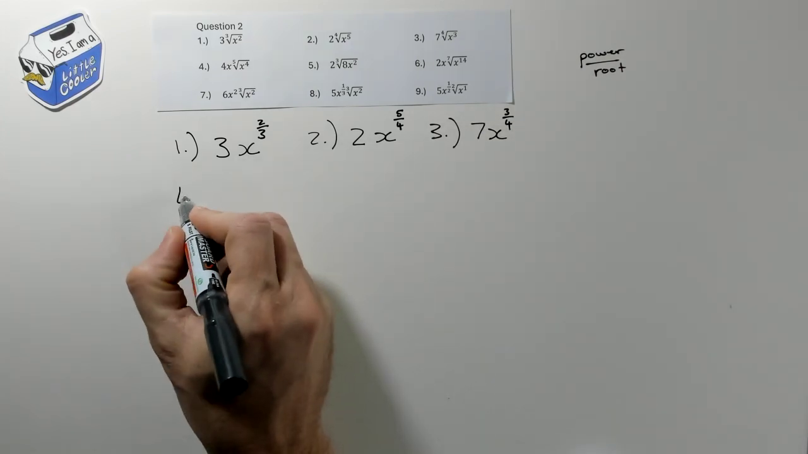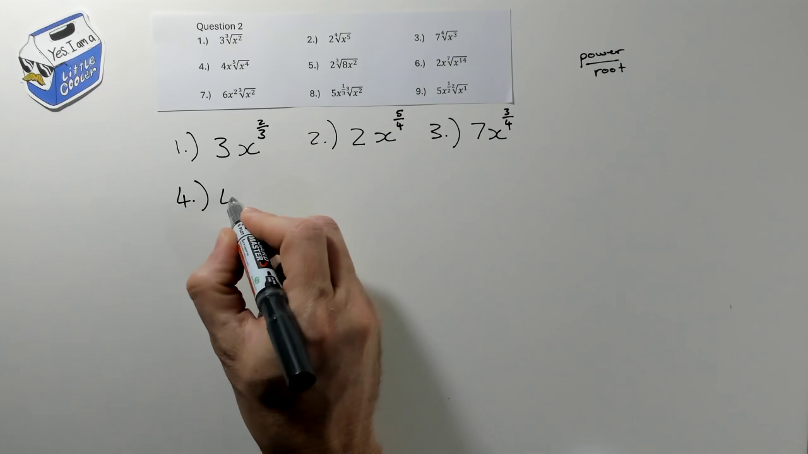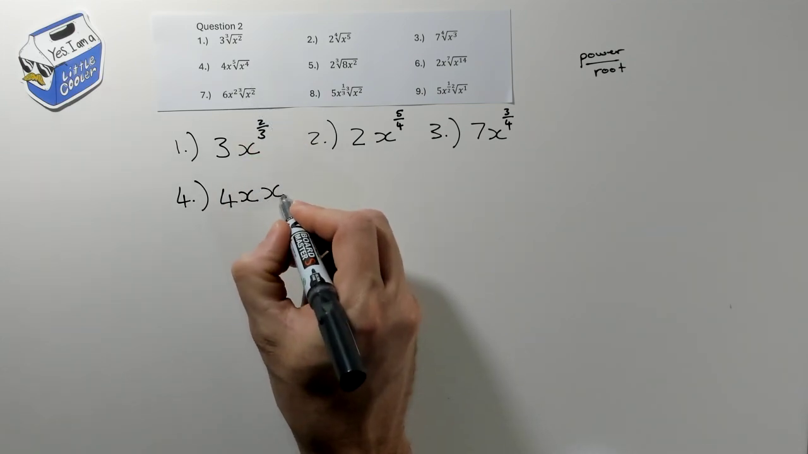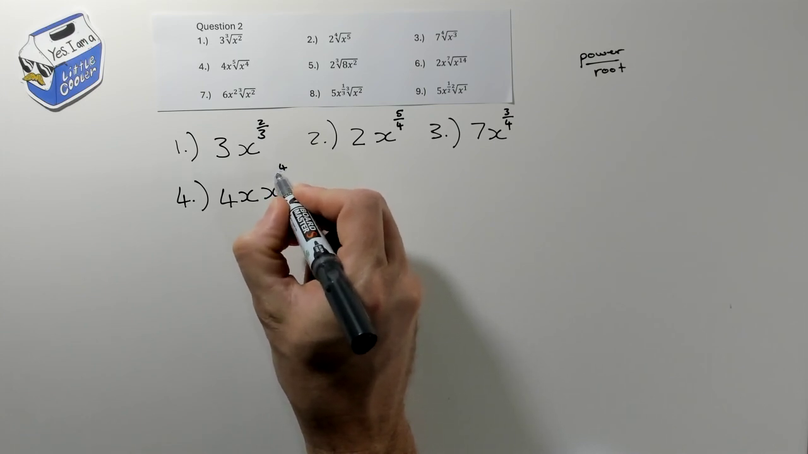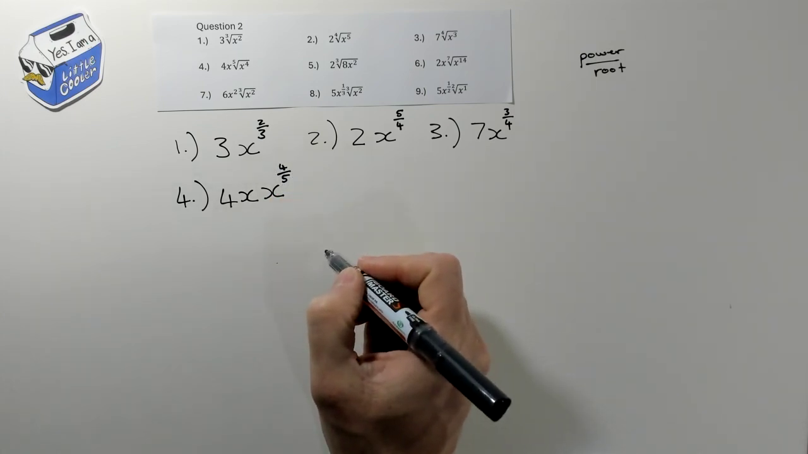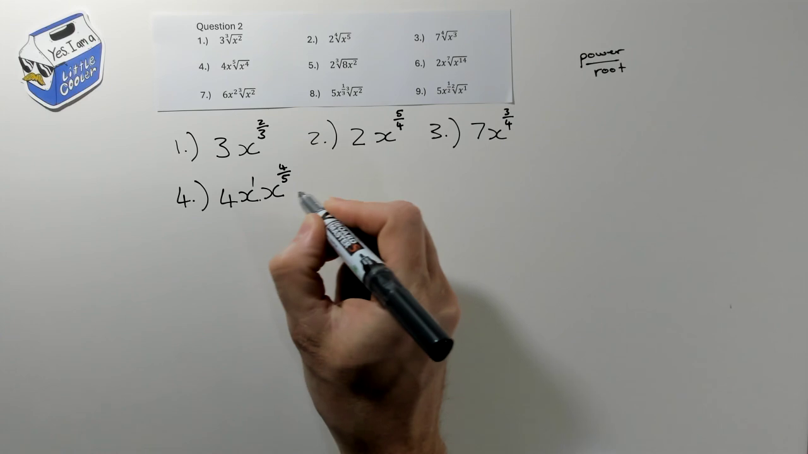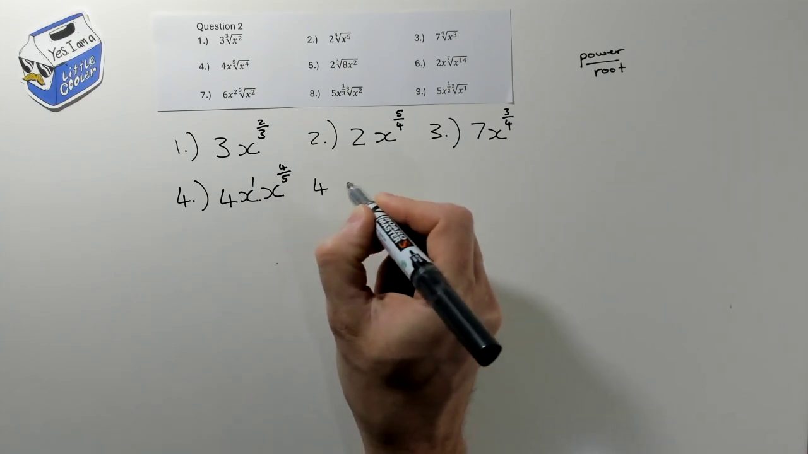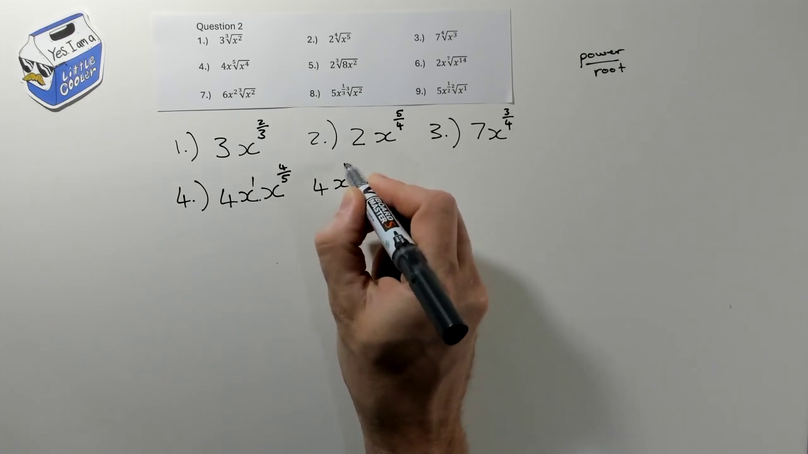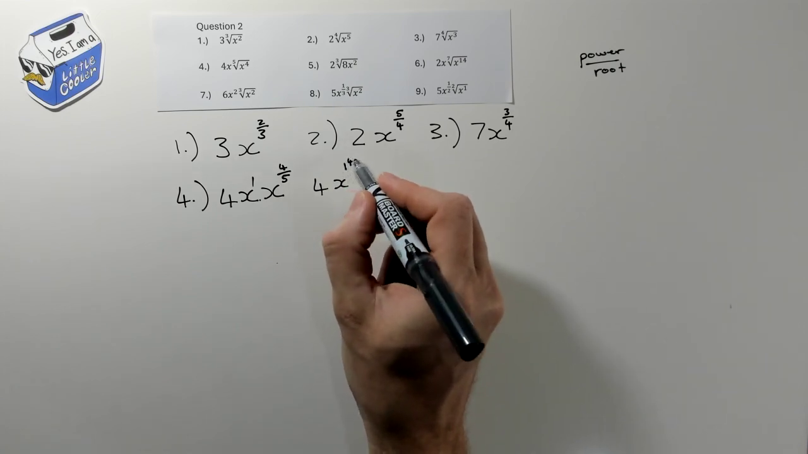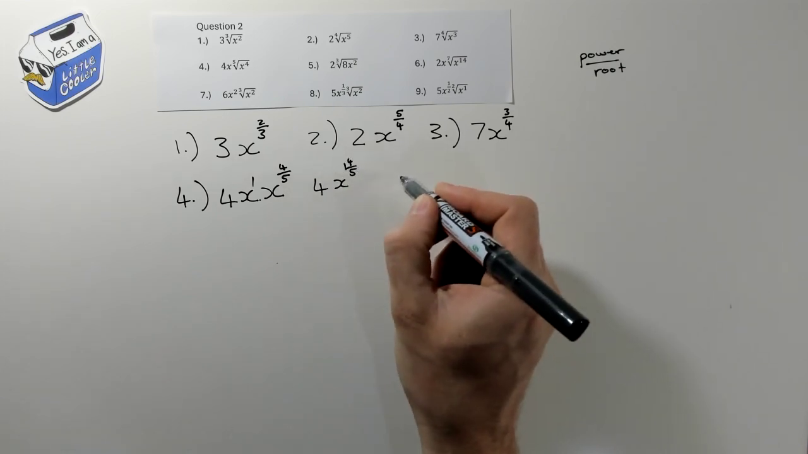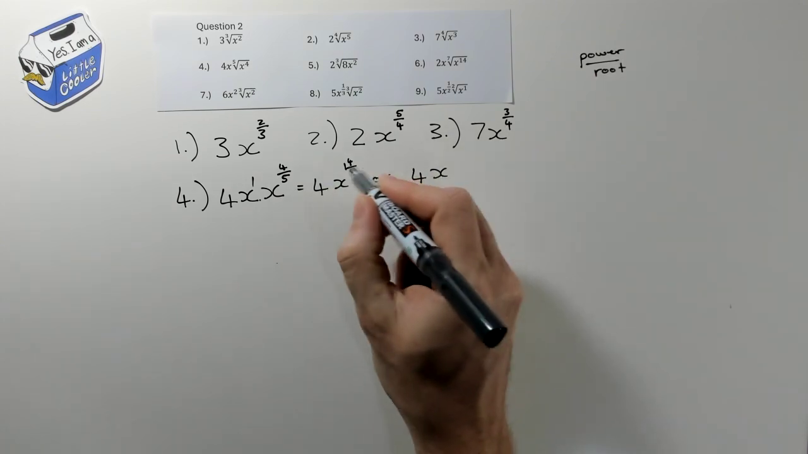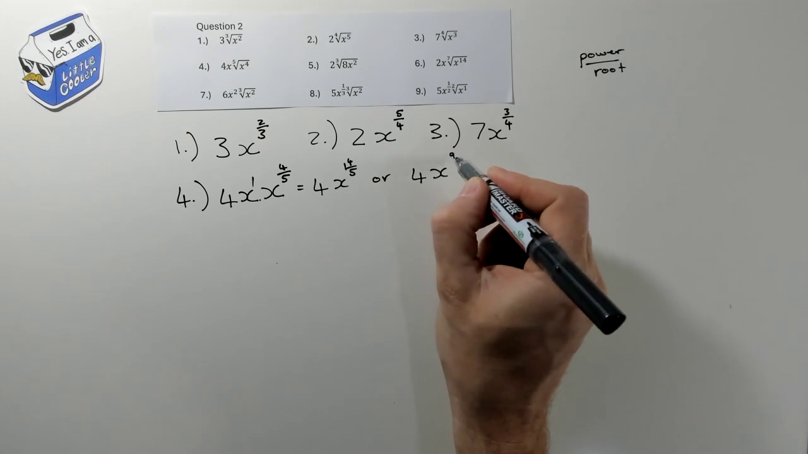Okay, let's look at number 4. So I have 4x written on the outside, and again I have an x, and this is power over root, and this is just 1 plus 4 over 5, so I can write it either as x to the 4 over 5, or I can write it as 4x to the 5 plus 4, which is 9 over 5.